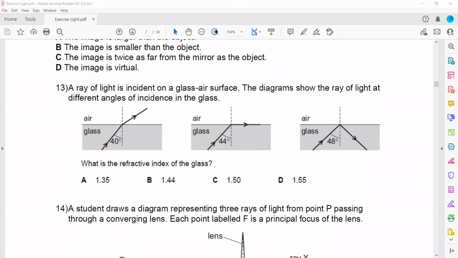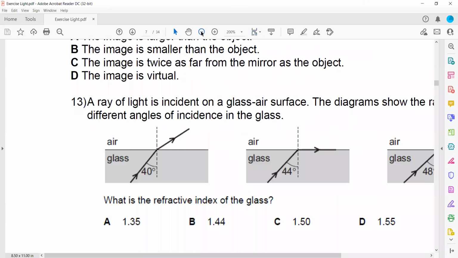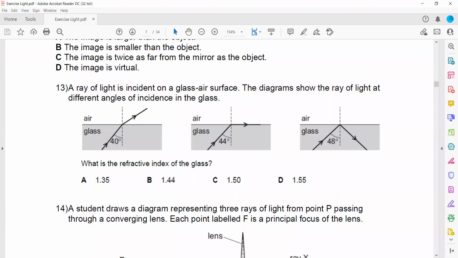How do I calculate? For this you have to use the scientific calculator.